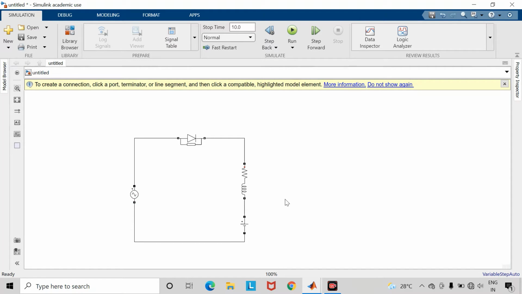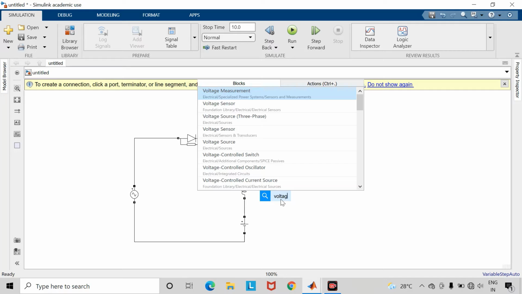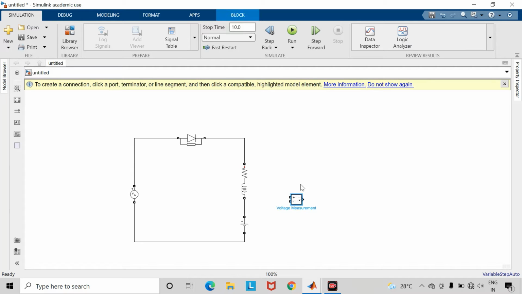To measure the voltage across the load and the supply side, take voltage measurement block. Copy this same block to the supply side. Connect the voltage measurement block across the load side.